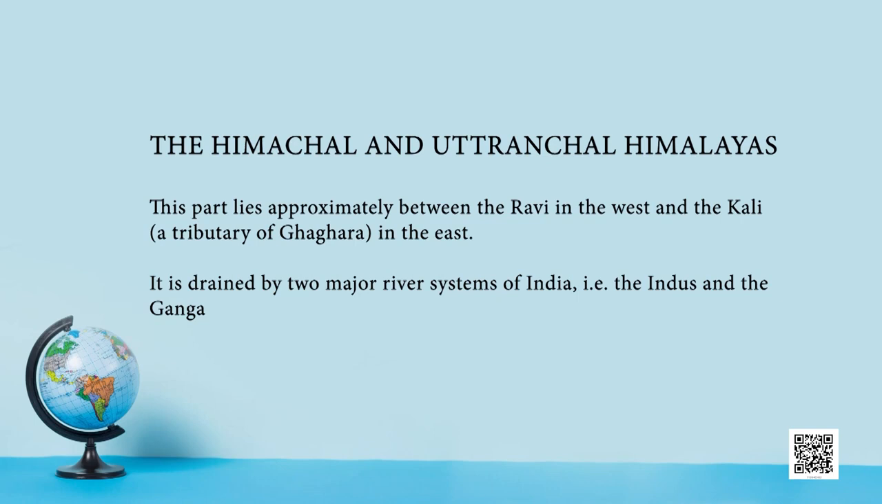Now we move on to the second subdivision of Himalayas, that is the Himachal and Uttaranchal Himalayas. This part lies approximately between the Ravi in the west and the Kali in the east. Remember children, Kali is a tributary of river Ghagra. It is drained by two major river systems of India, the Indus and the Ganga.